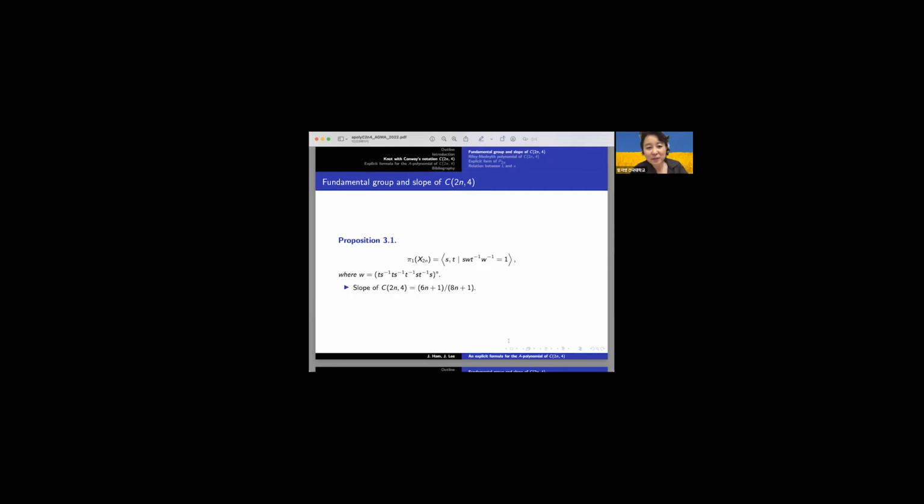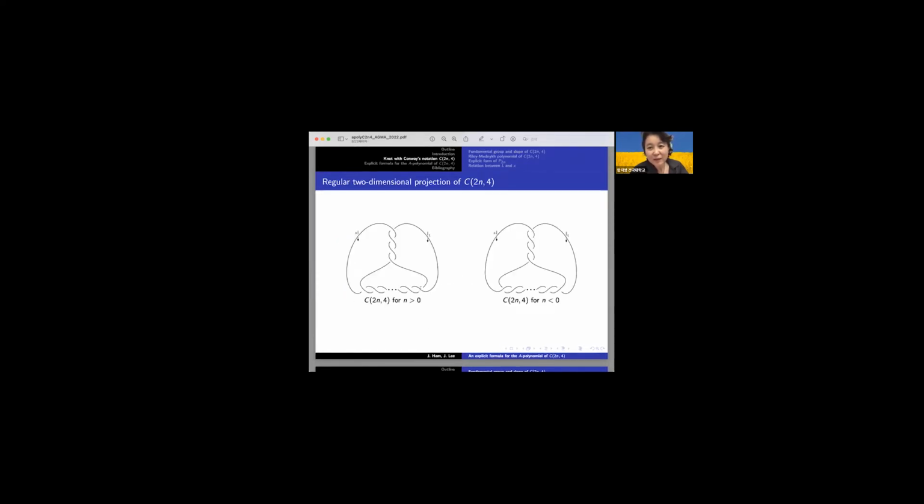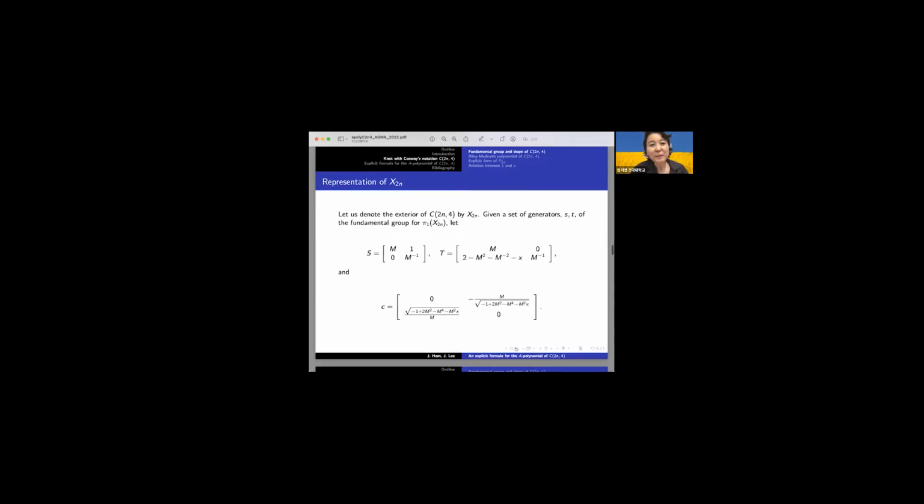And the slope, you can see the slope from the graph. These are (2n+1)/4, and you read it mod 8n+1, then you get this one. Now, representation of X_2n. What is X_2n? Let us denote the exterior of C(2, 4n) by X_2n.